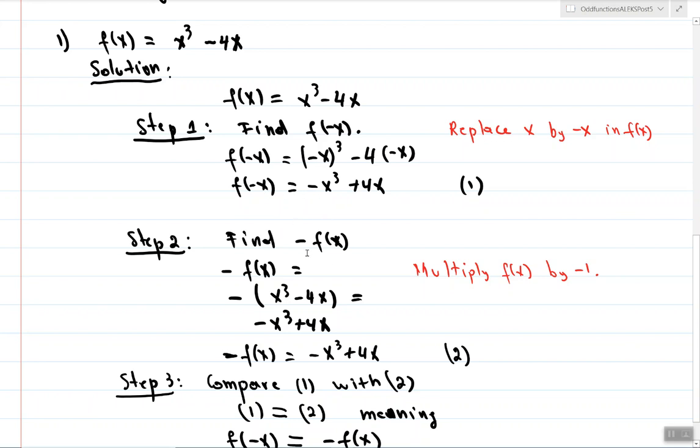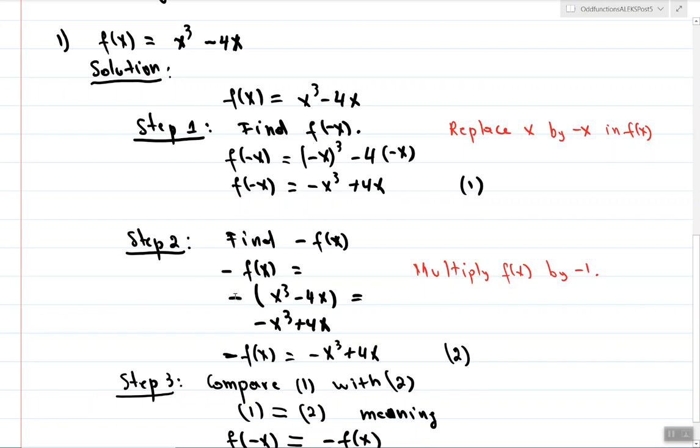So the second step is to find negative f of x. Basically, what is negative f of x? So you have the function f of x, just multiply this by negative 1. So here's the function f of x. You're going to multiply with a negative sign, which is negative 1.